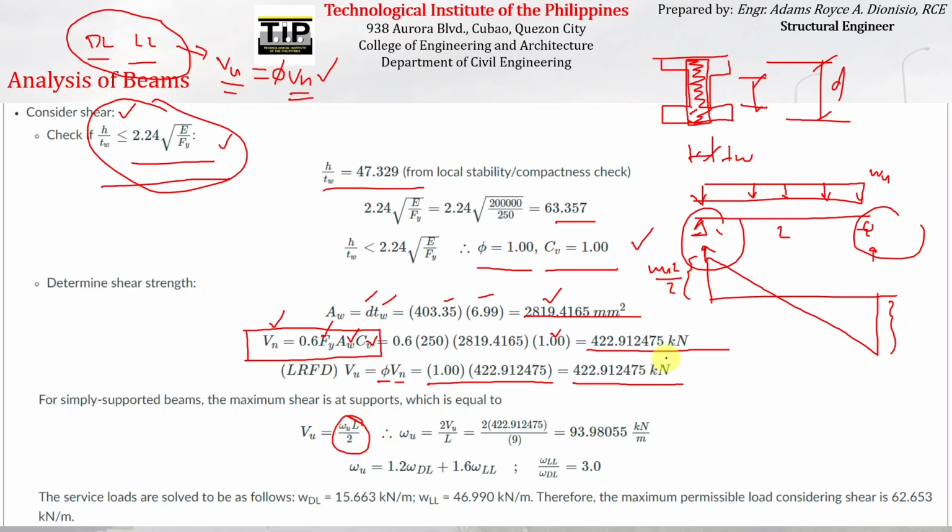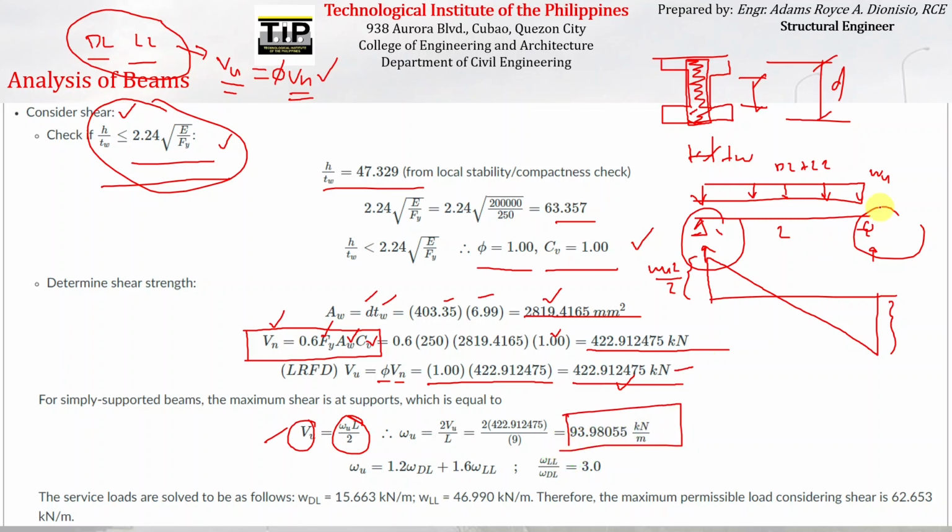Okay, so the computed shear force here must be equal at least to the given demand that will be imposed by the dead load and live load that we will apply here using the factored load combination, the 1.2 dead load and 1.6 live load. So if we compute WU using this formula, substituting the value of VU, which is equal to this, and then computing for WU, we arrive at this formula.